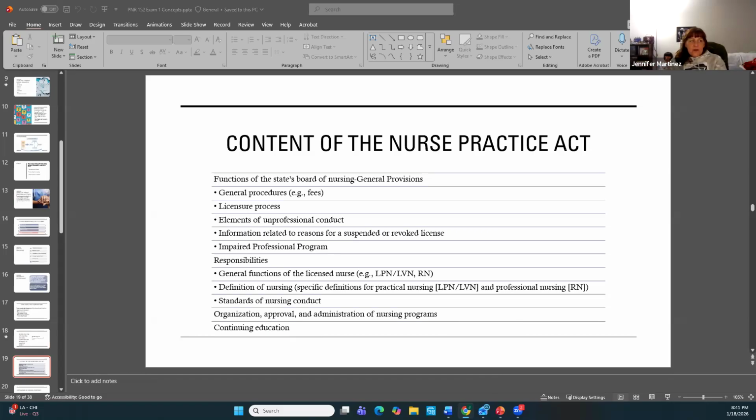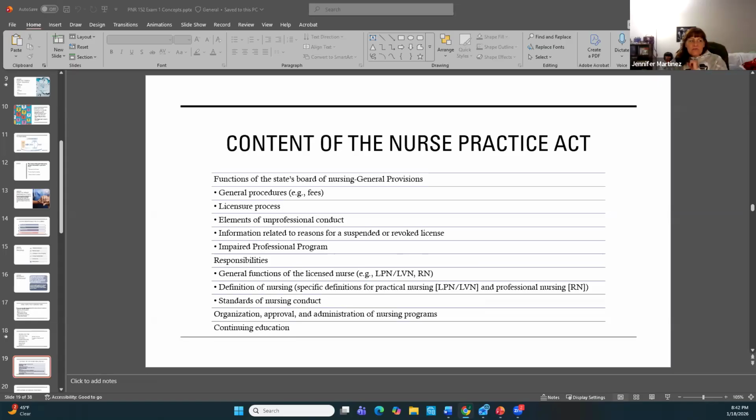So, content of the Nurse Practice Act. It's going to list the general procedures, the licensure process, the elements of unprofessional conduct, information related to reasons for a suspended or revoked license. It'll also include the impaired professional program, responsibilities of the Nurse Practice Act. It's going to list the general functions of the licensed nurse. So, what are the functions of LPN, LVN? What are the functions of the RN?